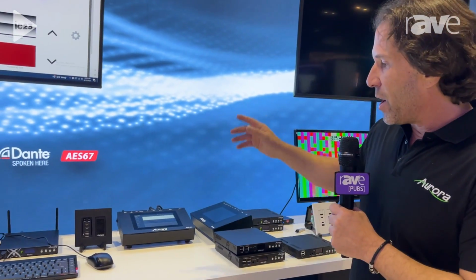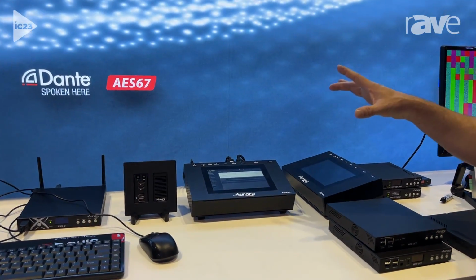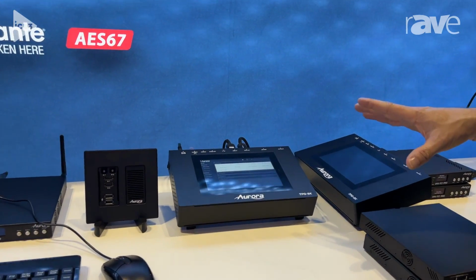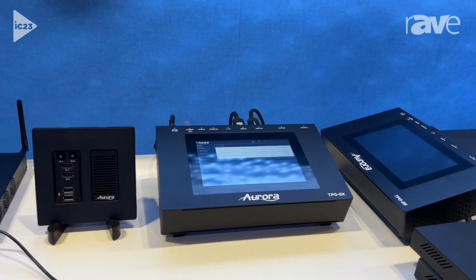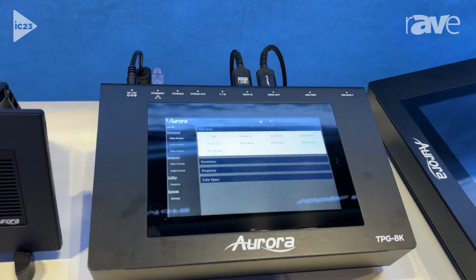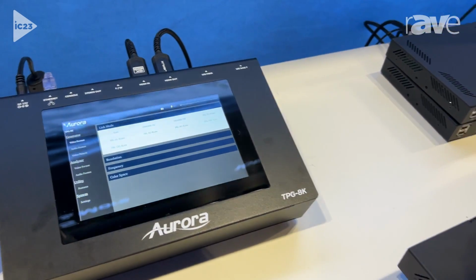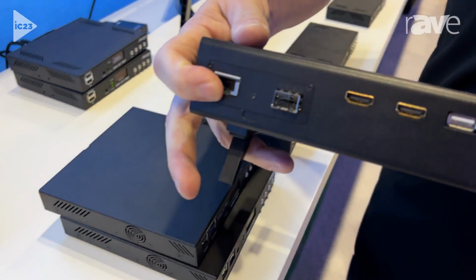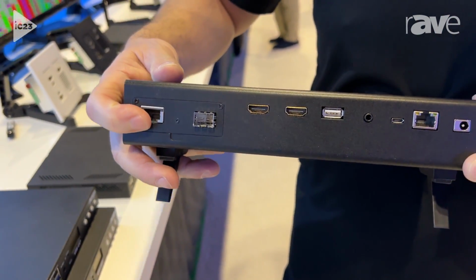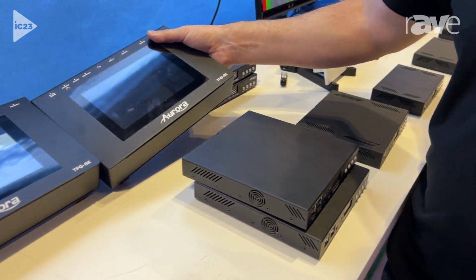The TPG-8K is the latest product from Aurora, an 8K generator and analyzer all in one. What makes this very unique is it is the first ever SDVoE generator. In addition to the HDMI in and out, it has a full bi-directional SDVoE option card inside of it that will allow you to connect it right into the network and start doing your test pattern generation right from it. But we went more than that.